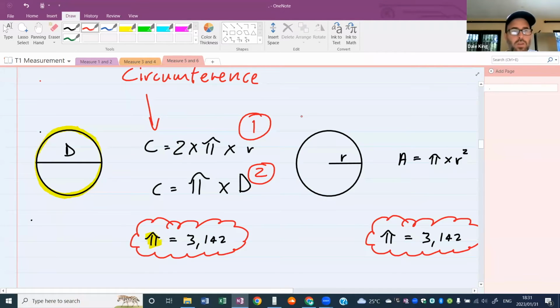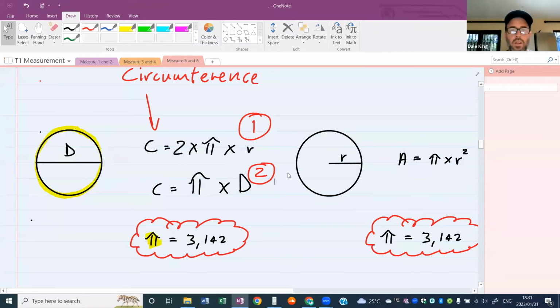If you know both, you have options. If they give you radius in the question, use the top one, formula number 1. If they give you diameter in the question, use the bottom one, formula number 2. So it all depends on what they give you, but you have options. Okay, so there are 2 options for circumference.